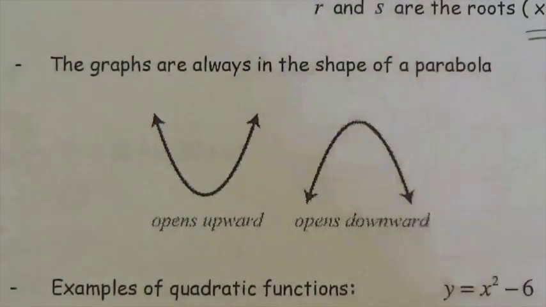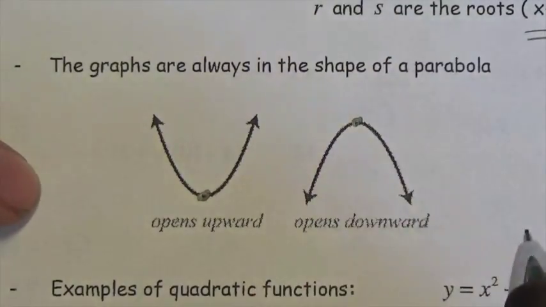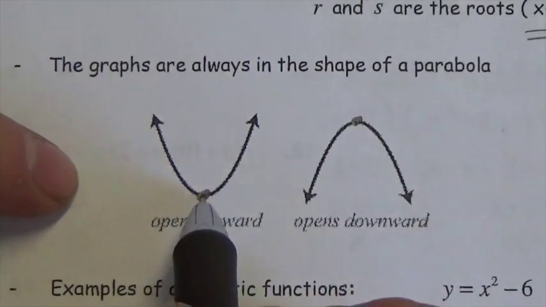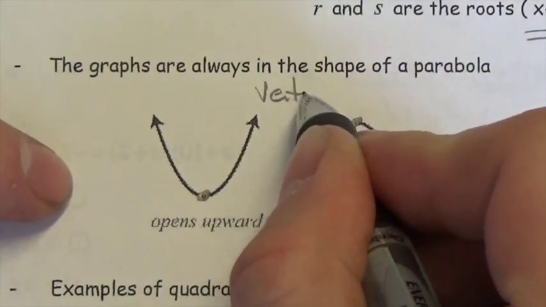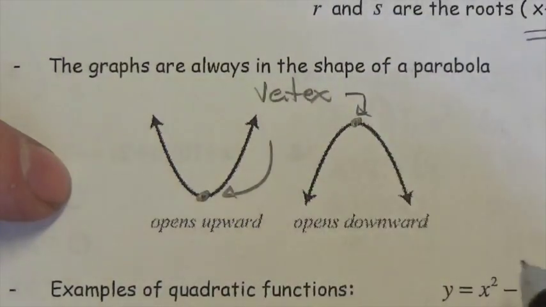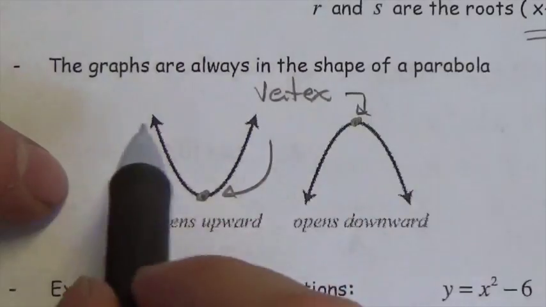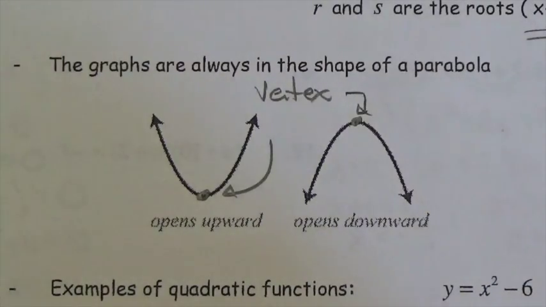And actually, it's not written out right here, but I'm going to give it a name. Regardless of whether it opens up or down, the key feature is that it has this minimum point or this maximum point. We call those points the vertex. This is the vertex of this parabola. This one here is the vertex of this parabola. It's either the minimum point or the maximum point of the parabola. Now, a straight line doesn't have a property like that. It doesn't have a max or a min, but a parabola does.